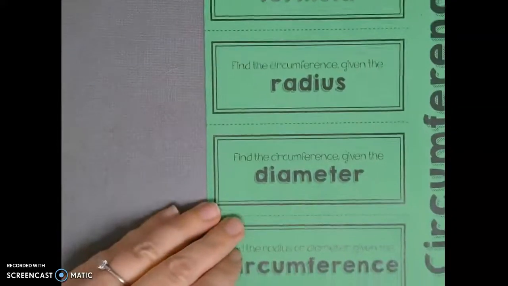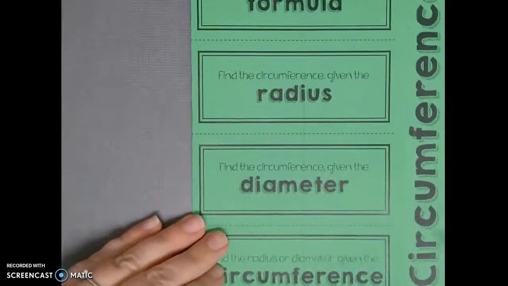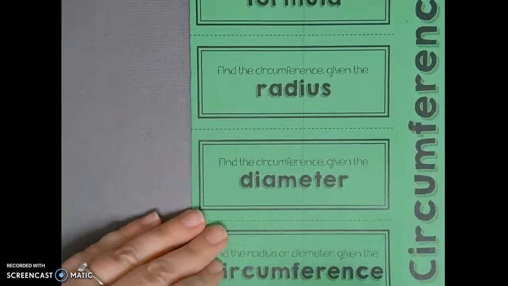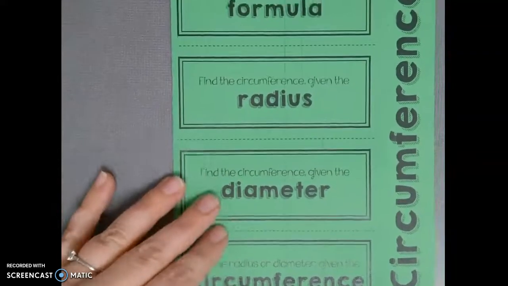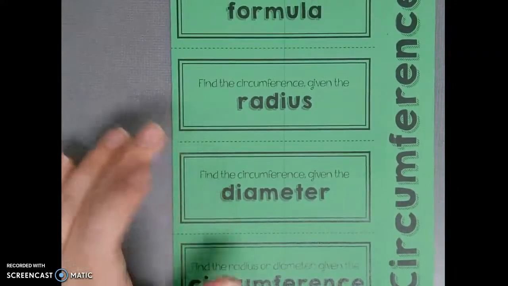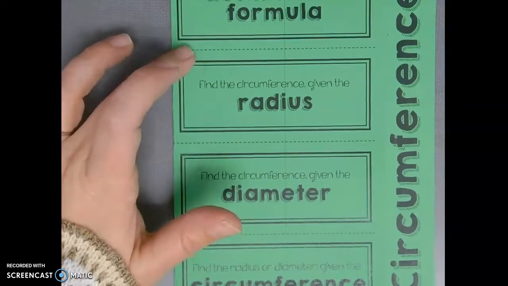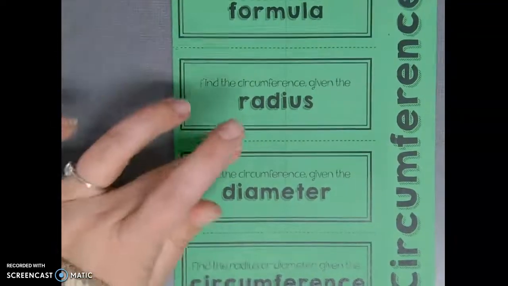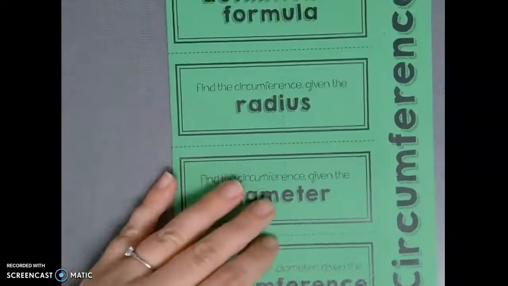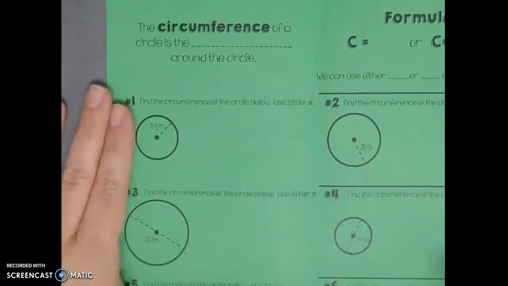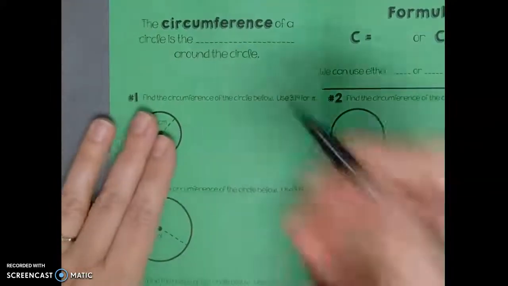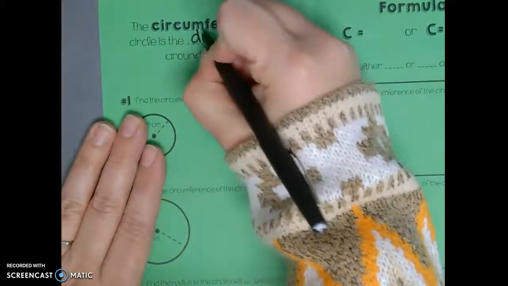So guys, this is just an intro. We'll be going over a lot more of this in class. So if you don't fully understand right now, that's completely fine because we do have enough time to practice. After we finish writing today, you can go ahead and cut on these dotted lines. Then of course, I'm going to have you put it in your interactive notebook and add it to your divider, okay? So first things first, the circumference of a circle is the distance around the circle, okay?